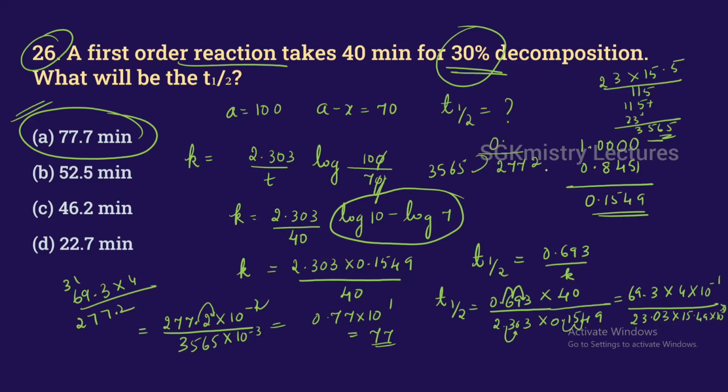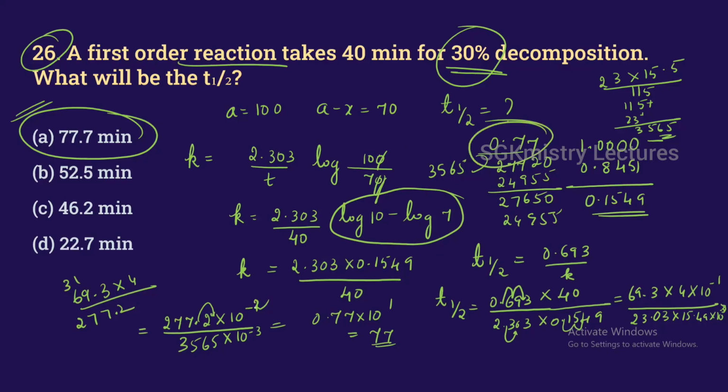So it goes 0. Then I'll add one more 0 here. So we have 24955. So I have 2765, 2765. So again, when I make it 0, again I get 24955. So 0.77 into 10 to the power of 1.